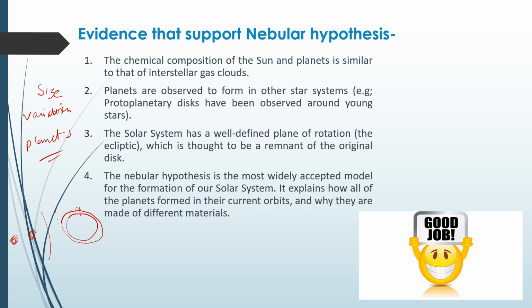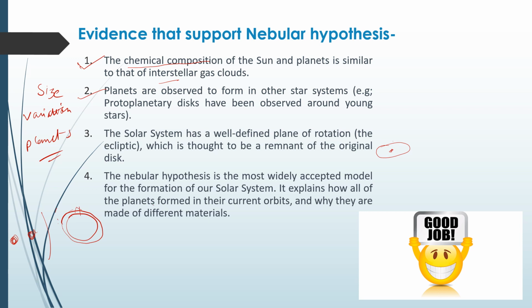Okay, so let's understand some of the evidence which supports this, obviously the most accepted hypothesis. So some evidence is there. First is the chemical composition of the sun and the interstellar cloud is the same. Next, planets are observed to form in other star systems or other solar systems. The solar system has a well-defined plane of rotation, that is elliptical, not circular. Our planets move in an elliptical form surrounding the sun. This is the sun and planets are moving in an elliptical way.